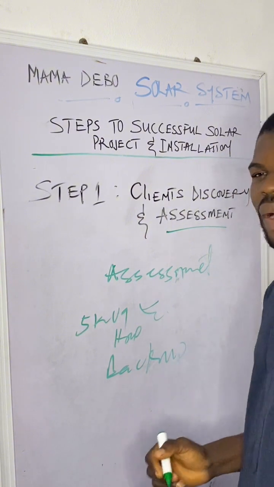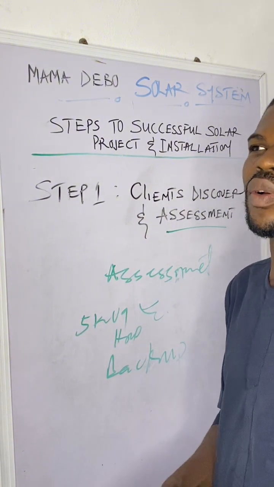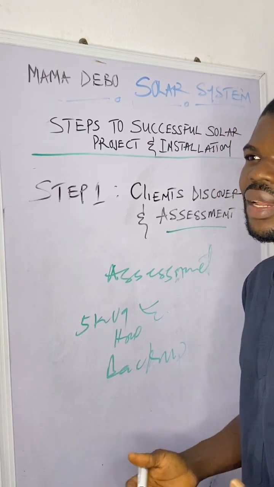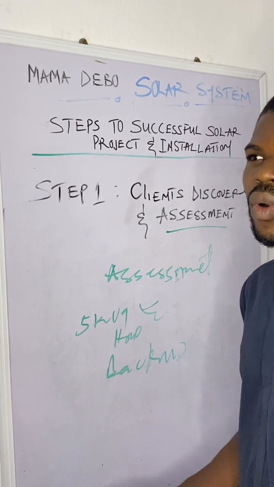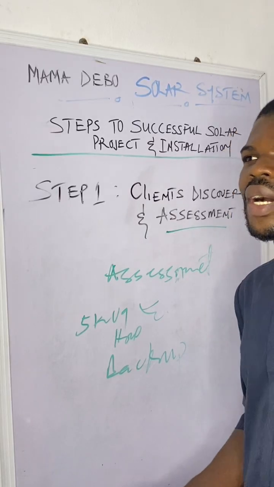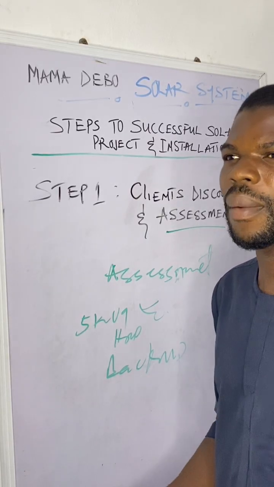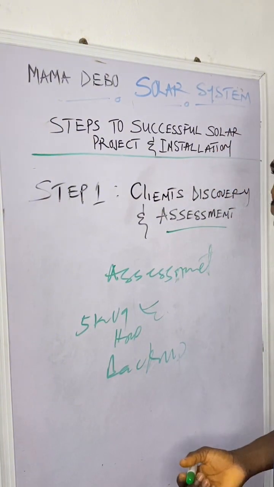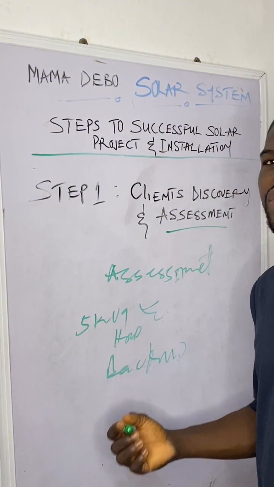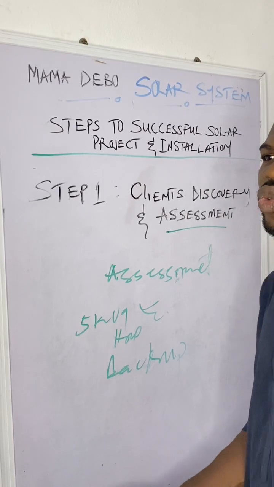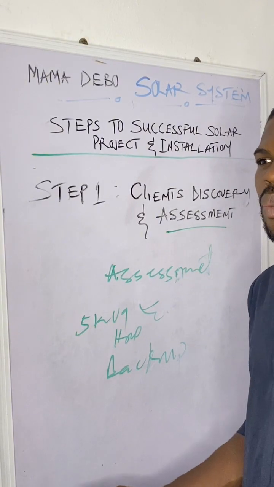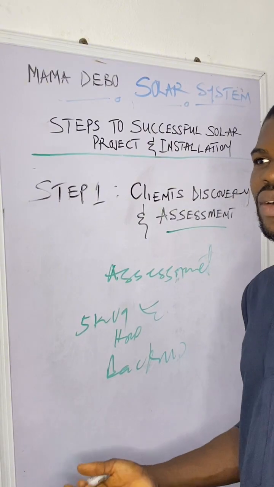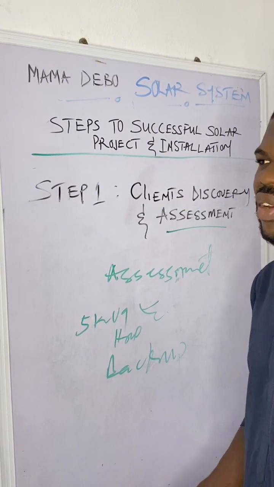The backup time means the battery capacity that the client can use. So you ask them, what is the backup time that you are looking for? Are you looking for a 24 hours backup time? Are you looking for just 12 hours backup time? For example, if you want to install a solar system for someone that wants to use it for an office, maybe they open at 8 a.m. in the morning and close at 7 p.m. in the evening.